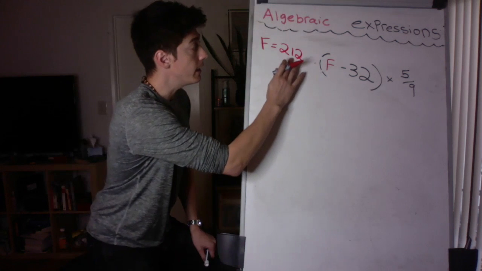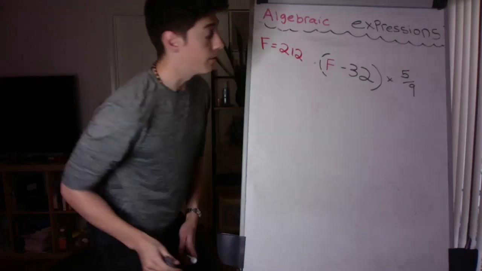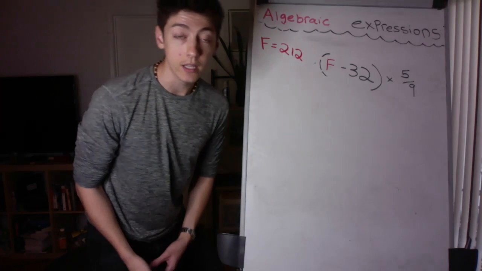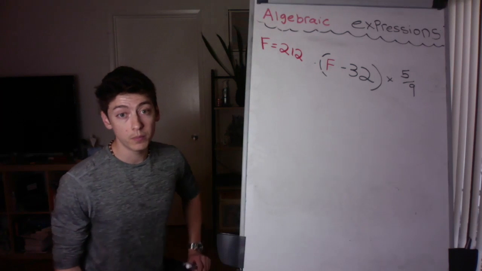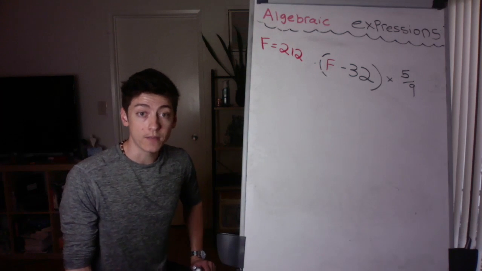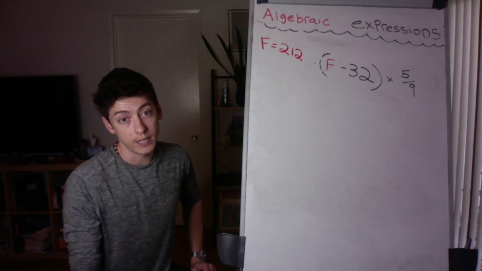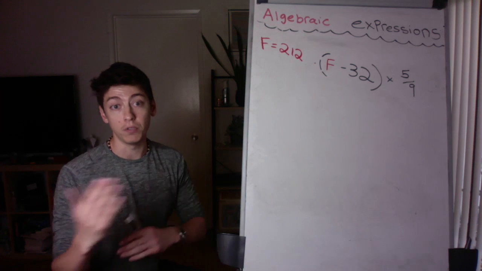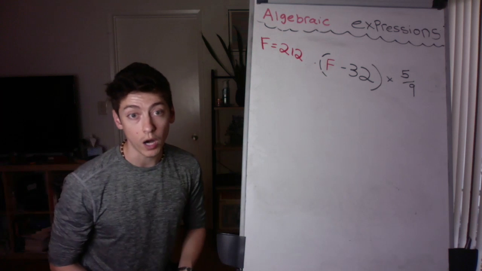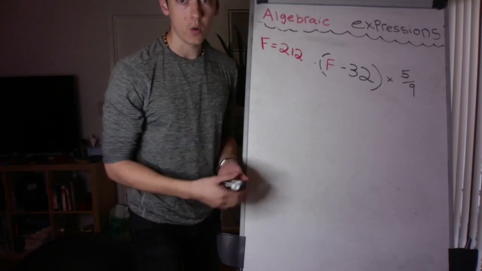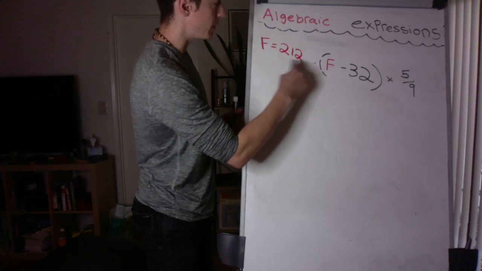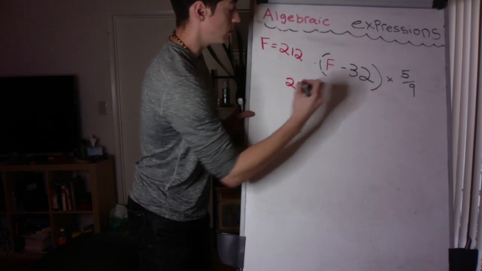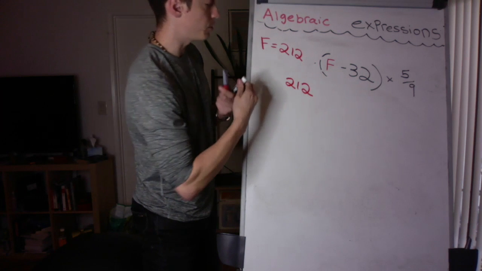And if we plug in 212 for F, and we follow the same steps to simplify and evaluate this expression, the answer should be 100, because when Celsius is at 100, that means that water is boiling. That's why they chose such simple numbers, 0 to 100. It's based off of water. So let's plug this in and see how it works. So again, I'm going to use red to show what I'm plugging in. So 212, and we're going to subtract 32.